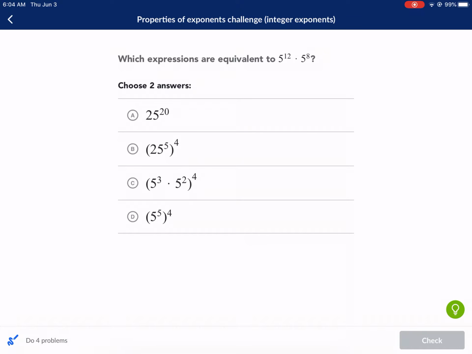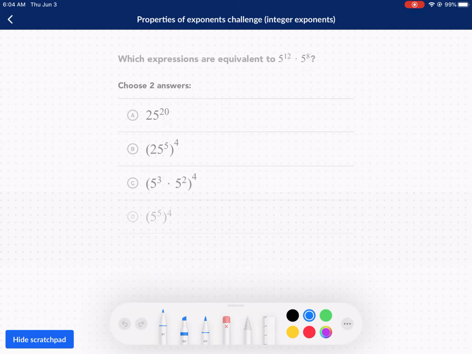Let's check it out. Which expressions are equivalent to 5 to the 12th power times 5 to the 8th power? Okay, so this is essentially a Properties of Exponents review. We have here two like bases, so 5 and 5, and they're both being raised to different powers. This one's being raised to the 12th. This one's being raised to the 8th power.